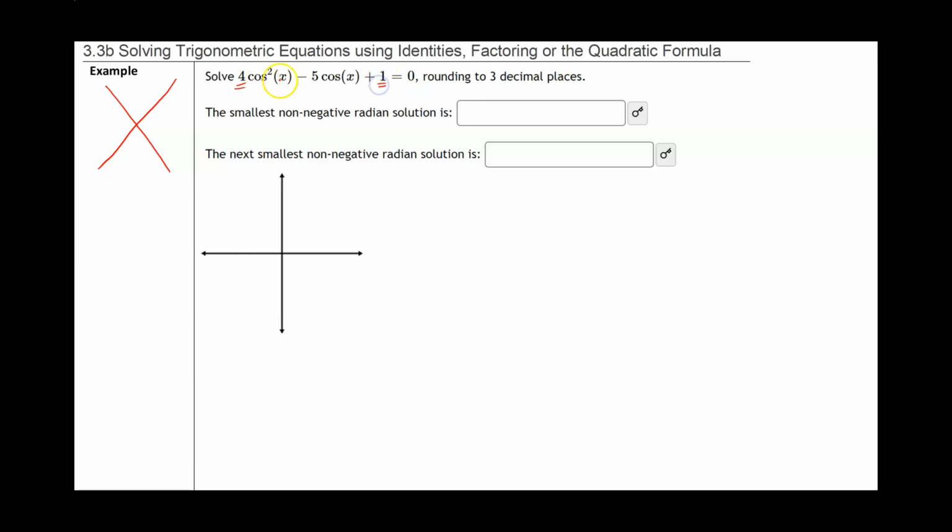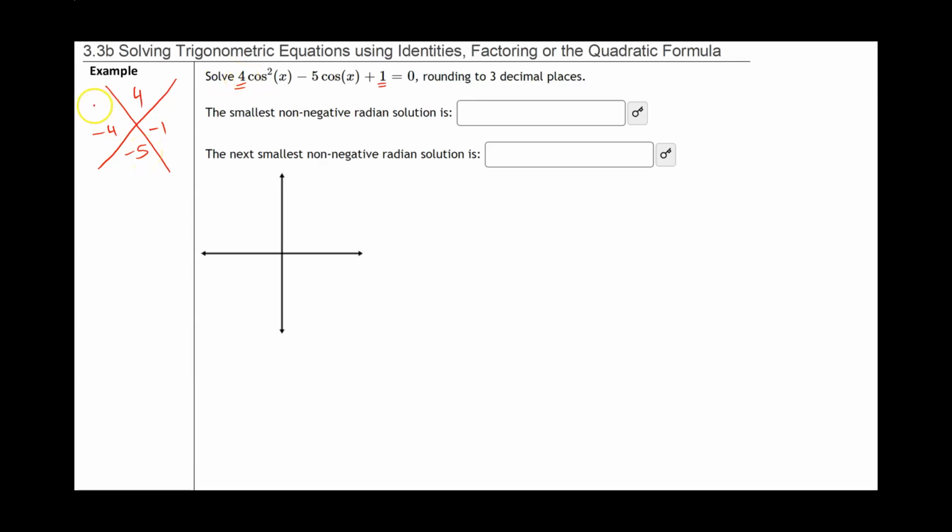So I'm going to multiply 4 times 1, which is 4. The middle term is negative 5, so I'll put that at the bottom. I need to find two numbers which multiply to 4, add to negative 5, and those numbers are going to be negative 4 and negative 1. They multiply to 4, add to negative 5.